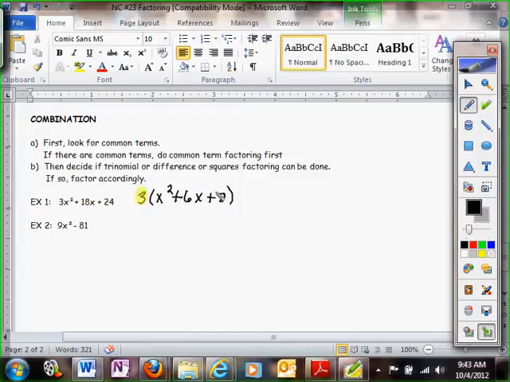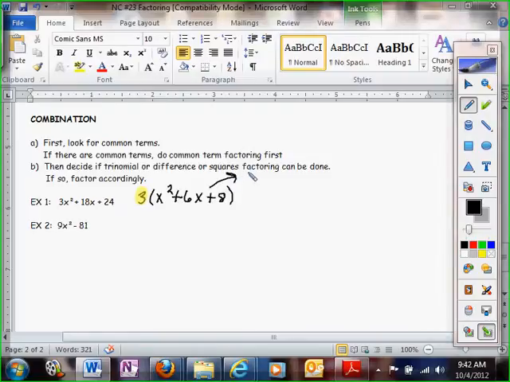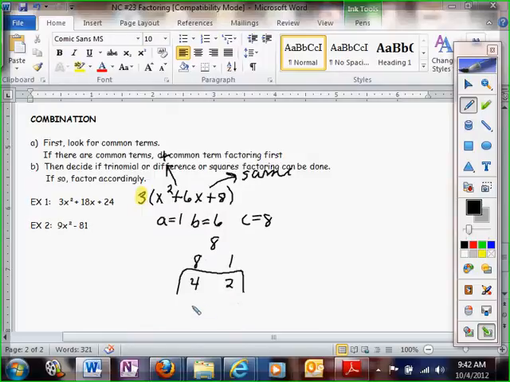So back to trinomial factoring we talked about yesterday. Our signs are going to be the same, and they're both going to be positive. A is 1, B is 6, C is 8. A times C is 8. Looking at the factors of 8, I have 8 and 1, 4 and 2. And if my signs are the same, they're both positive, which set adds to 6? It's these two, the 4 and the 2.